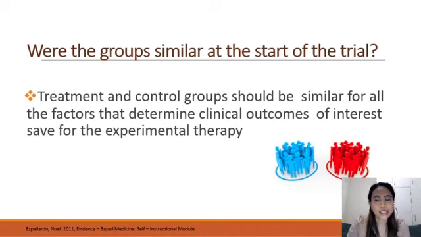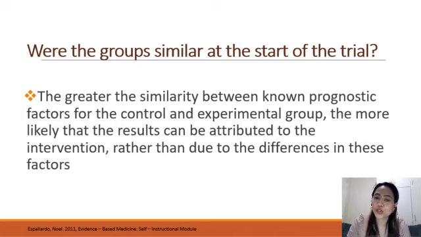Another secondary validity question is, were the groups similar at the start of the trial? Treatment and control groups should be similar at baseline for all factors that determine clinical outcomes. If the control and experimental group are similar at baseline, the results or differences between the two groups could be attributed to the intervention alone.